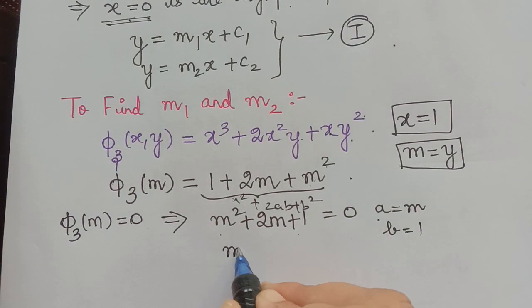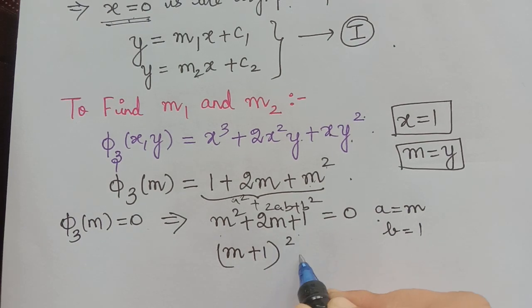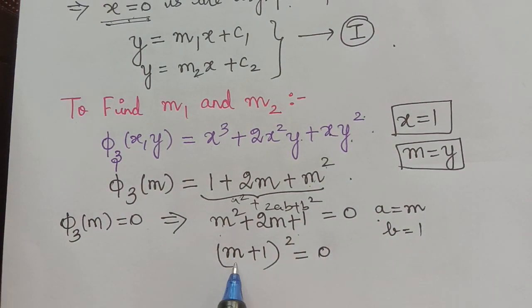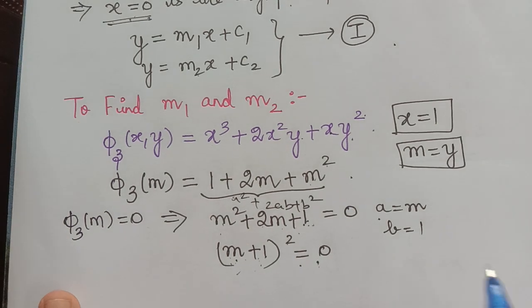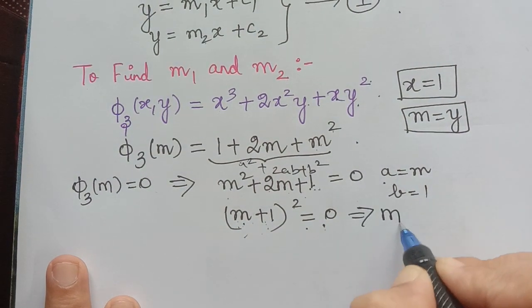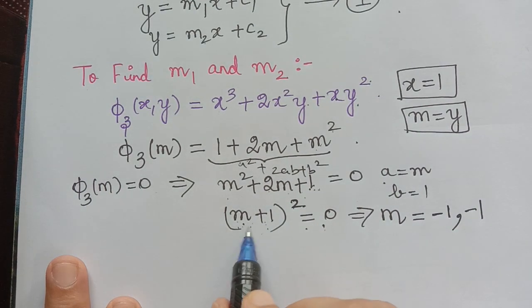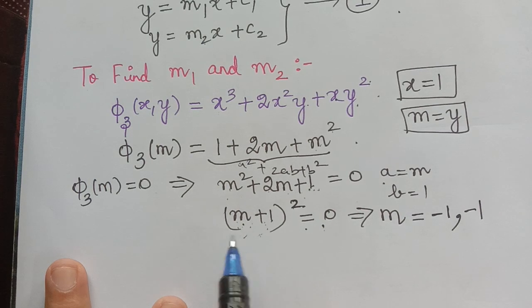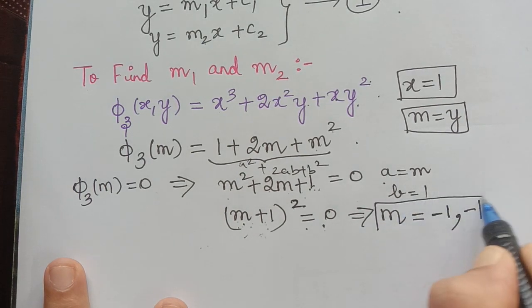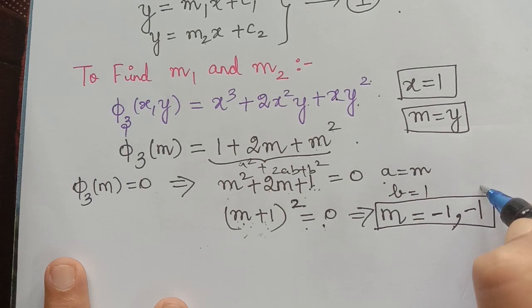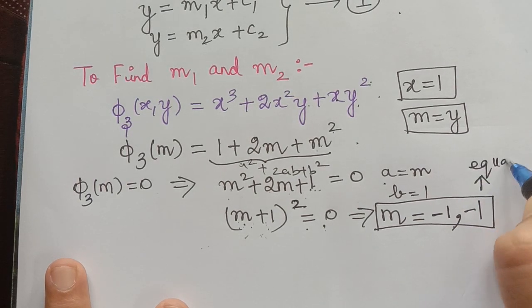So this will be actually m plus 1 the whole square is equal to 0, because we know that when we expand it, it will be m squared plus 2 into m into 1, which is 2m, plus 1, which is 1 square actually. So we can write this as m plus 1 the whole square is equal to 0, from which we get the value of m to be equal to minus 1 comma minus 1, because we have a square here. It is m plus 1 into m plus 1. So two values of m we will have, which is minus 1 and minus 1, and we see that these two values are equal roots.